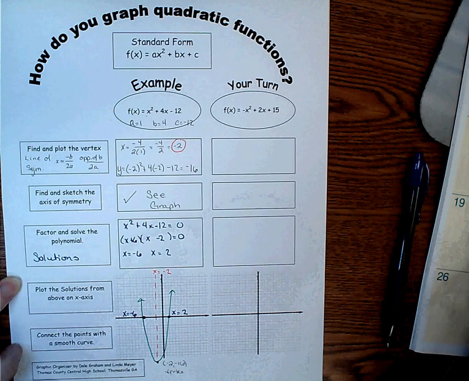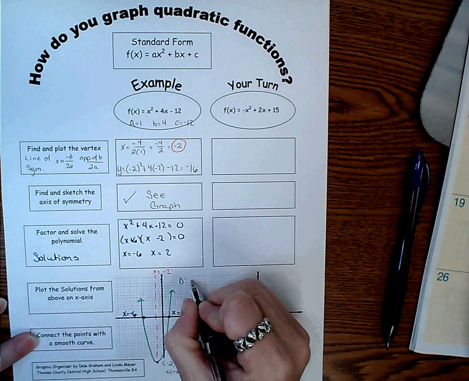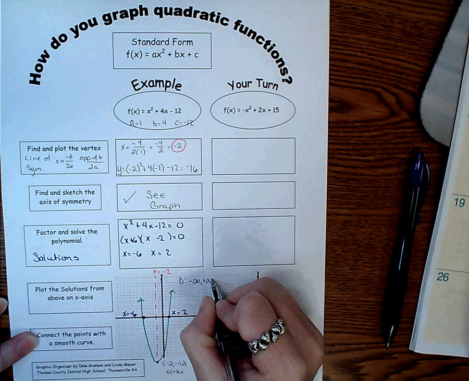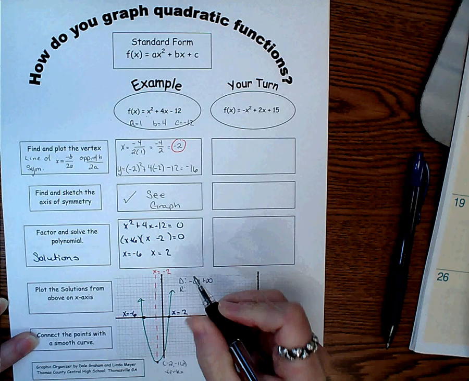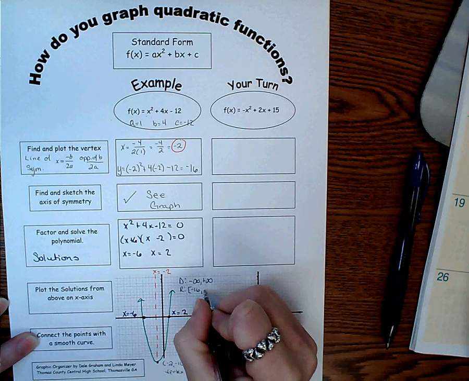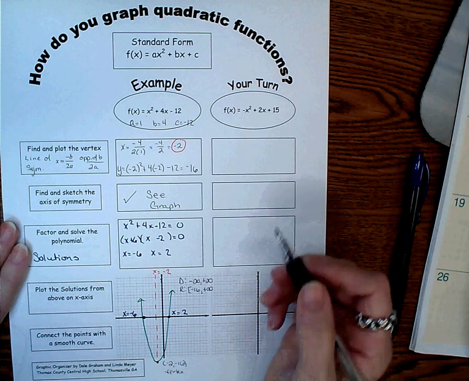Now, my domain for any quadratic function is all real numbers, so that's -infinity to +infinity. My range, though, is from the vertex, which is -16, to +infinity. Okay, let's do one more.